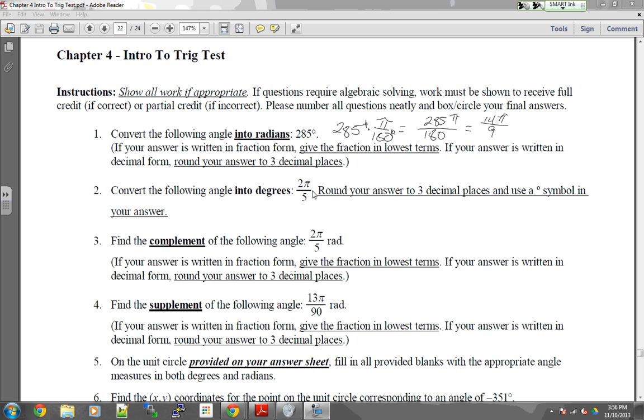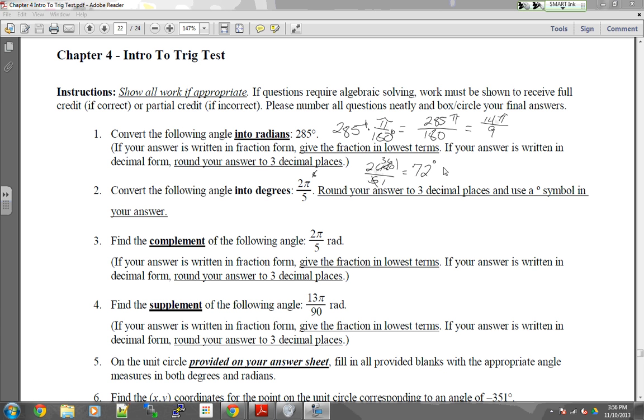If you have pi in your answer, all you have to do is replace pi with 180. So we're going to do 2 times 180 divided by 5. Let's do some reducing. 5 will go to a 1. 5 will go into 180 how many times? Just take 180 divided by 5, and that is 36. So now 2 times 36 is 72 degrees.